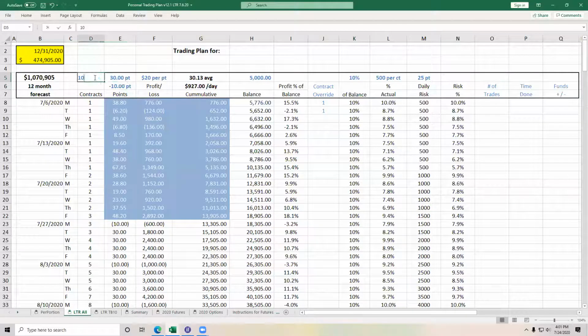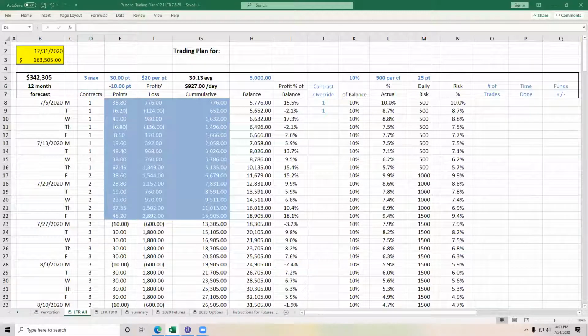So I like, for the purposes of our community and our live trading room in particular, to show a conservative forecast. So I set that at 3. Those of you who have your own trading plan tool, you can play with that and set it at whatever you desire.